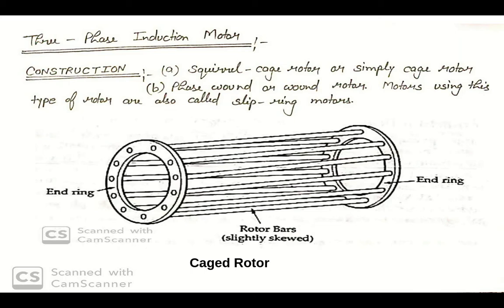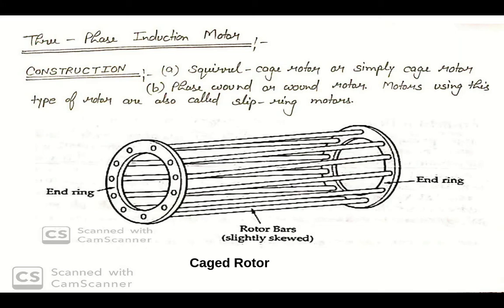The advantages of a three-phase induction motor are that it is cheap, efficient and reliable. It has good speed regulation and high starting torque. It requires little maintenance. That's why it is mostly used in industrial drives, and it has a reasonable overload capacity. That's why the three-phase induction motor is used in industrial drives. So this is your three-phase induction motor.